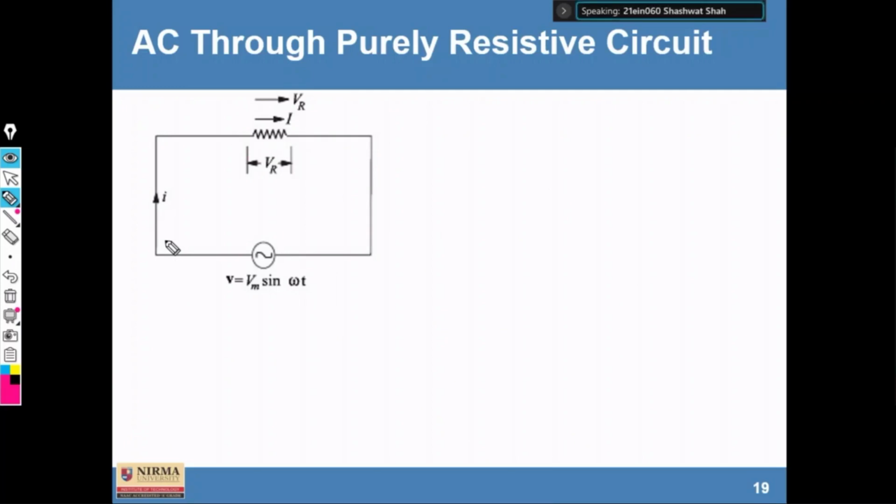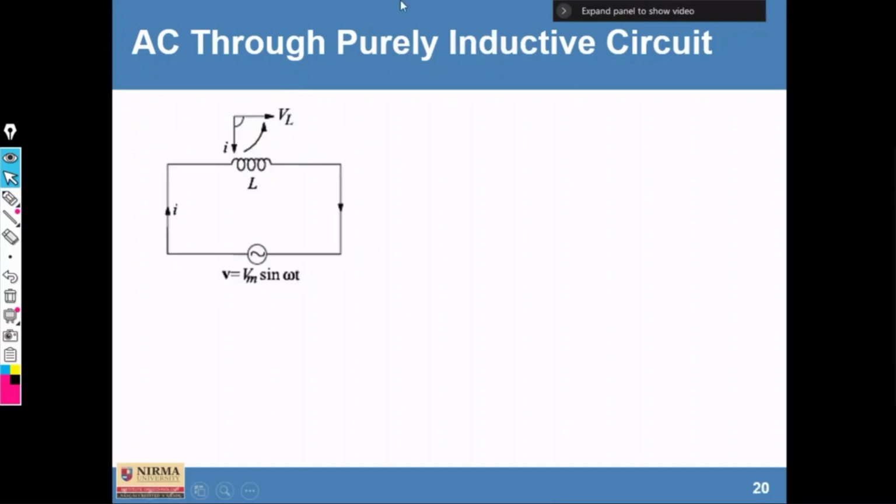Okay, now purely inductive circuit. Yes, anything else? Question? Any question?